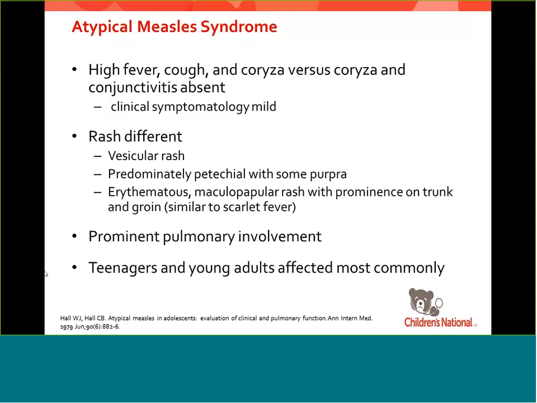The rash with atypical measles syndrome can be different. It can present as a vesicular rash. It could be predominantly petechiae with some purpura. This is where there's often a lot of confusion about a rickettsial illness such as Rocky Mountain spotted fever. Or it can be an erythematous maculopapular rash that mainly has prominence on the trunk and the groin, similar to what we saw in our patient, and this rash is often described as being very similar to scarlet fever.